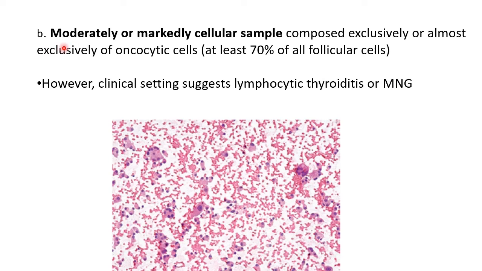The second scenario is if you have a moderate or markedly cellular specimen which is composed exclusively or almost exclusively of oncocytic cells, which are more than 70% of all the follicular cells. In such cases, you will categorize them as oncocytic follicular neoplasm. However, the dilemma is that the clinical setting is suggesting lymphocytic thyroiditis or multinodular goiter. So clinically it is a case of lymphocytic thyroiditis or multinodular goiter, but you are getting more than 70% of follicular cells, and there are no lymphocytes in the background, there is no colloid in the background. Such cases will have to be categorized under AUS with oncocytic atypia.